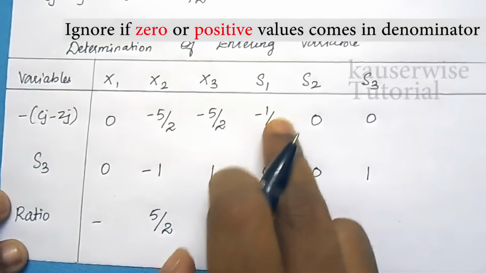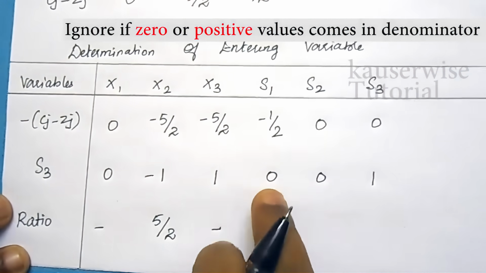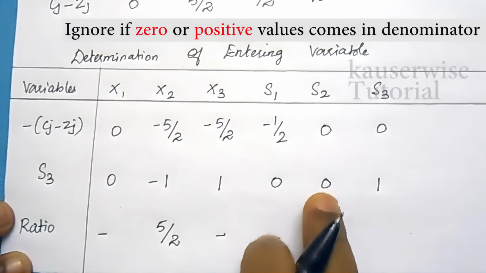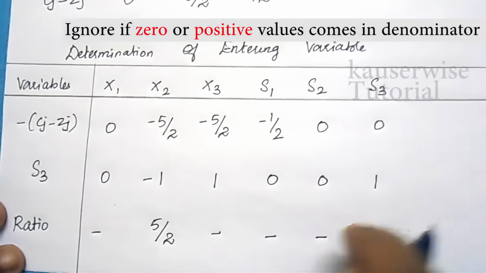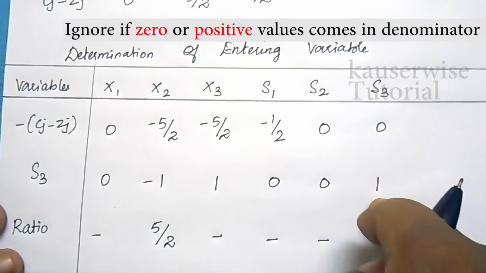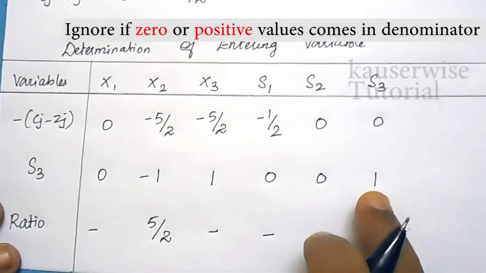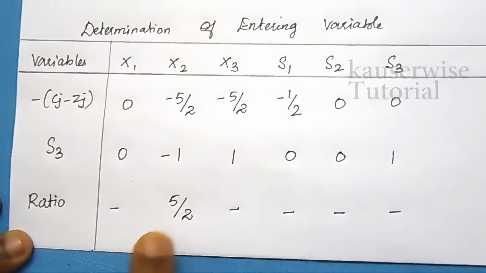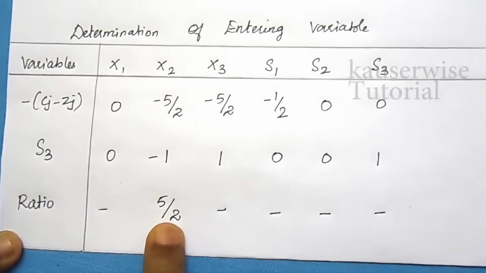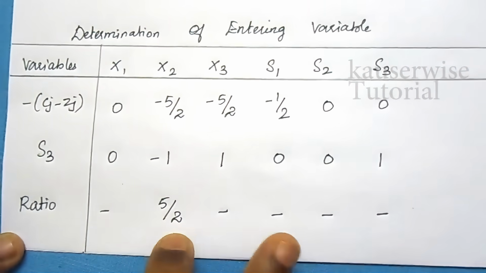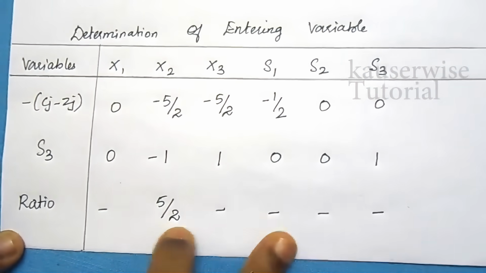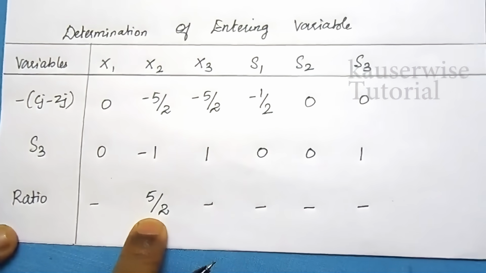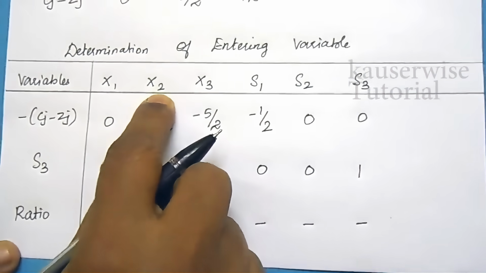Next one, minus 1 by 2 divided by 0. Again we have got 0, just ignore. Here 0 divided by 0, again the denominator value is 0, just ignore. And the last one, 0 divided by plus 1. Here also we have got a positive value in the denominator, so we need not find any ratio for this. Here we have got only one value, so this will be the entering variable. If we get two values, then we have to find the least one. The least positive will be the entering variable. But here we have got only one positive value, so x2 will be the entering variable.